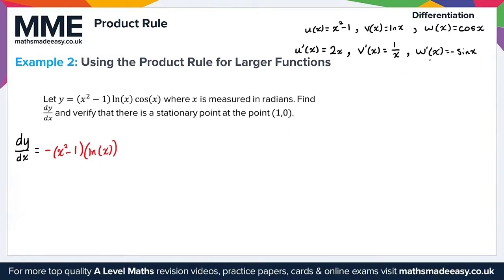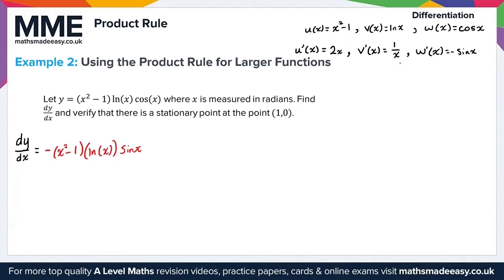Okay, and then times, in this case, sine x, so we brought the minus to the front. Okay, so that's the first part here. So we've done u of x times v of x times w prime of x. Okay, let's represent the next part in blue. So here now, what we're going to do is u of x times w of x times v prime of x.